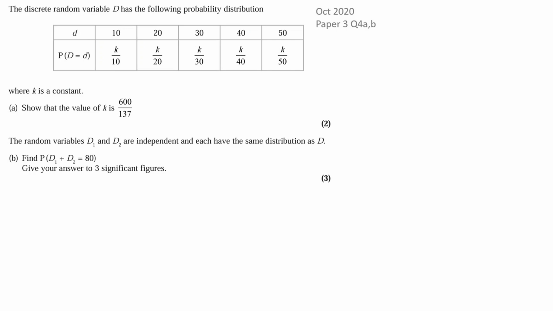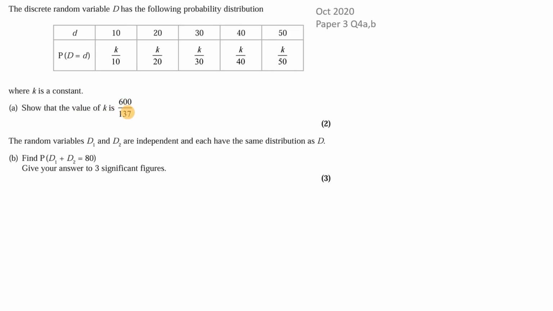Okay, so here's another exam question where we're told the discrete random variable D has the following probability distribution, and then we're given this table here. So D can be equal to either 10, 20, 30, 40, or 50, and then the probability that capital D, which is the discrete random variable, is equal to d is given by these probabilities here, where k is a constant and k is in all of these probabilities here. And for part A, for 2 marks, we need to show that the value of k is 600 over 137.